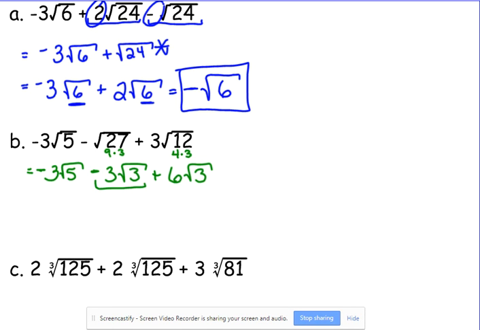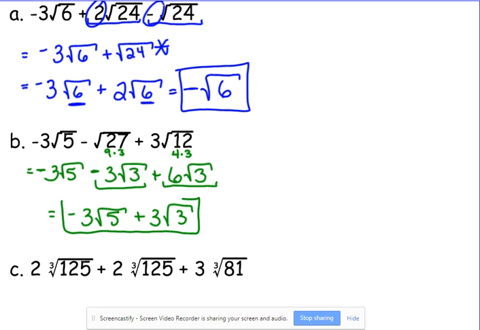So we can combine these two. We cannot combine them all, but we can combine the two that have the square root of 3. We've got negative 3 of them plus 6. So overall we have plus 3 square roots of 3, in addition to the negative 3 square roots of 5.